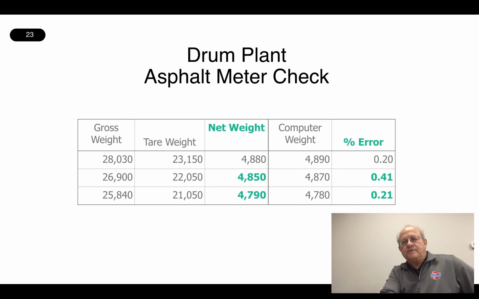And there's the other two calculations. 0.41% error, 0.21%. So, a lot of numbers, really not all that complicated. You figure out how much material you put into a truck, or how much material or liquid you put into a tank, compare it to what the computer thought it did through the process, the pounds different divided by the pounds actual gives you your percent error.